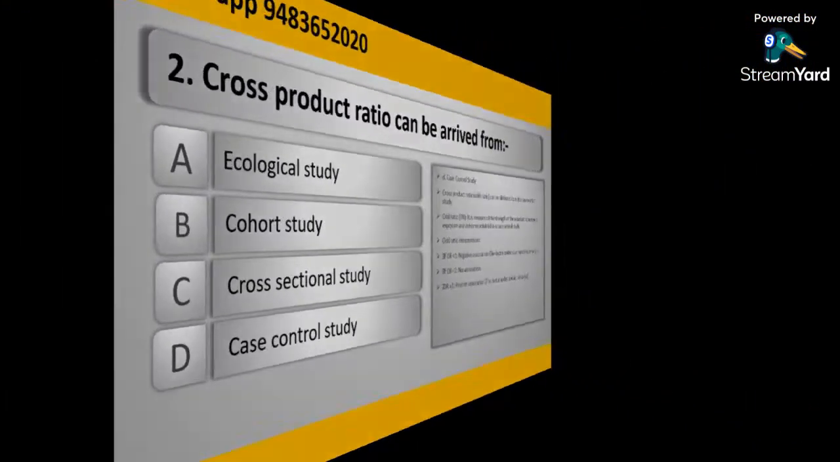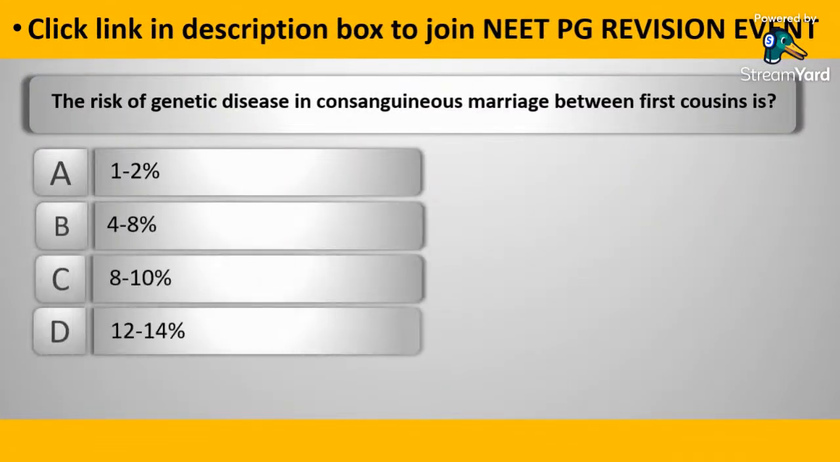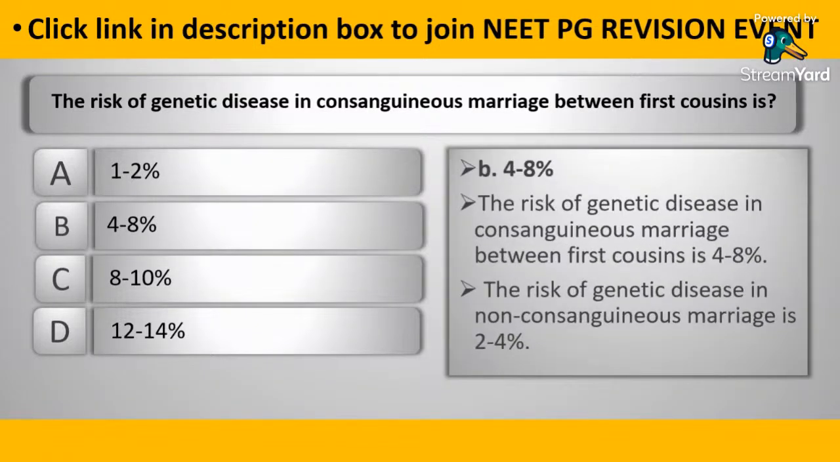Now the next question. The risk of genetic disease in consanguineous marriage between first cousins is how much? A 1 to 2%, B 4 to 8%, C 8 to 10%, D 12 to 14%. So the correct answer here is B, 4 to 8%. The risk of genetic disease in consanguineous marriage between first cousins is 4 to 8%.